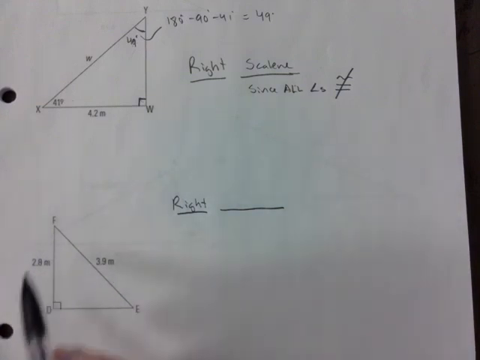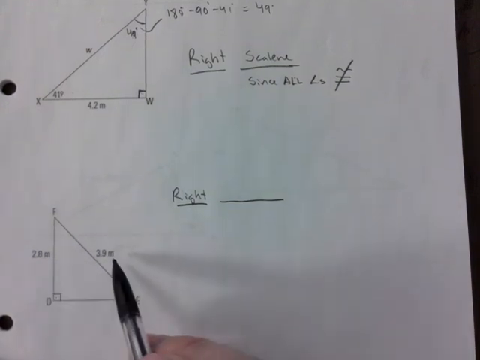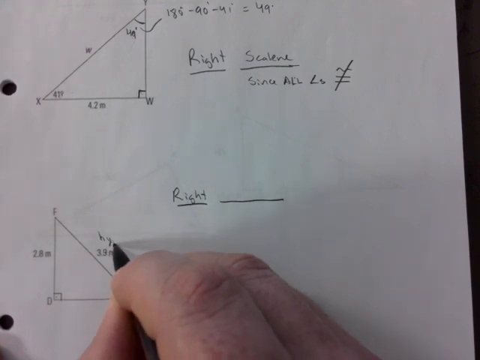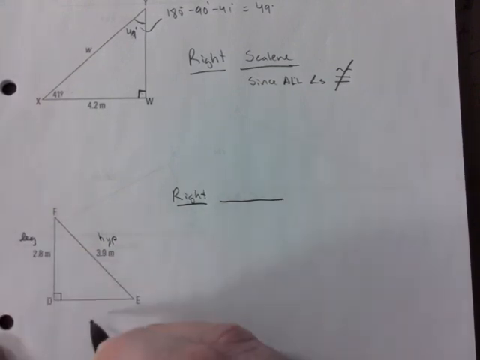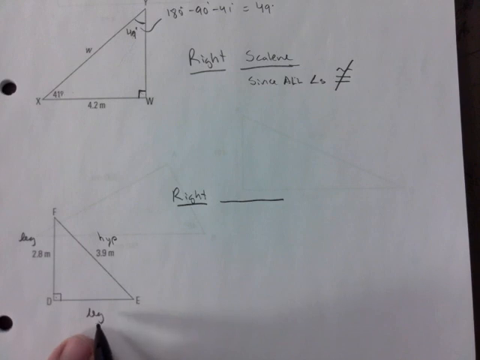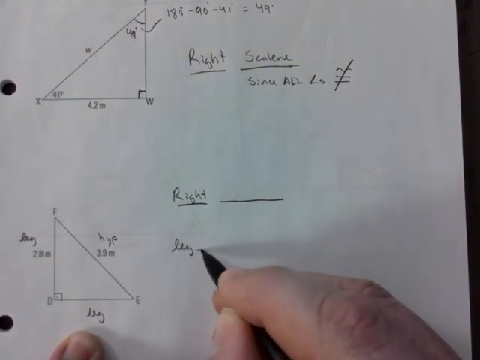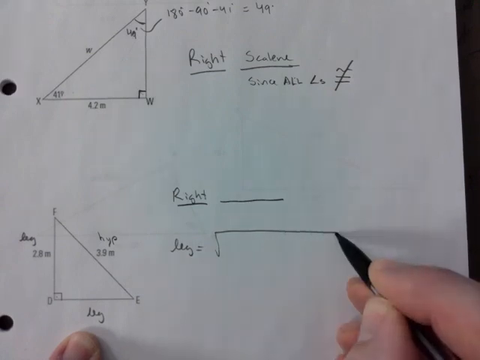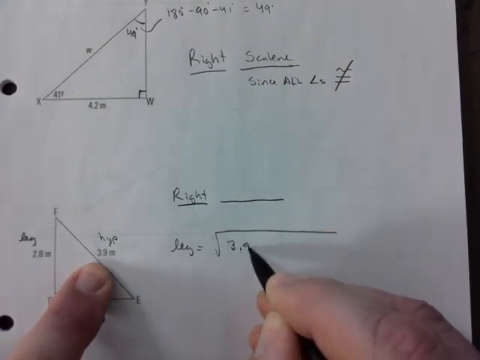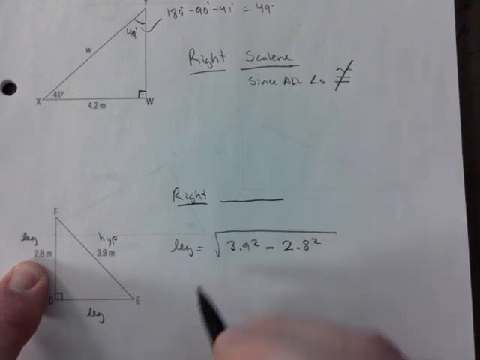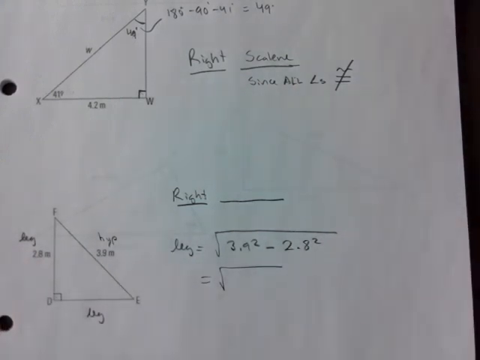So what do we do if we have a right triangle with two sides given? We did this yesterday. Pythagorean theorem, right? So this is my hypotenuse, leg, leg. So I'm going to find this leg down here. And the way you do that is leg is equal to square root of hypotenuse squared minus the other leg squared. Let's figure out what that is.